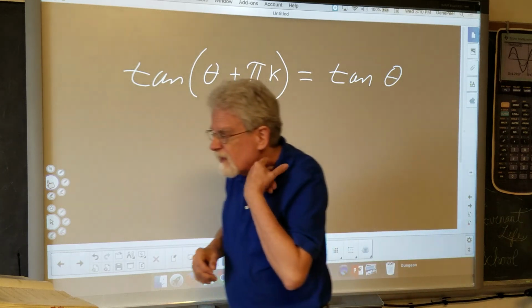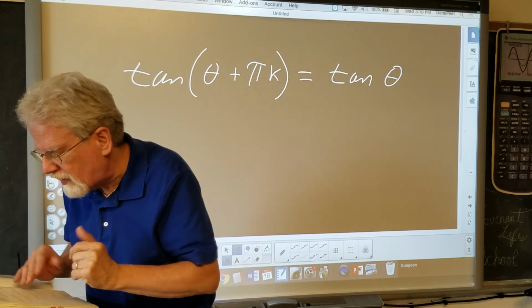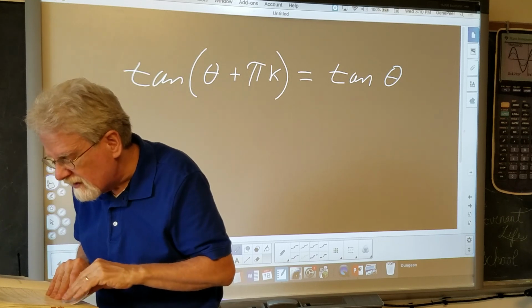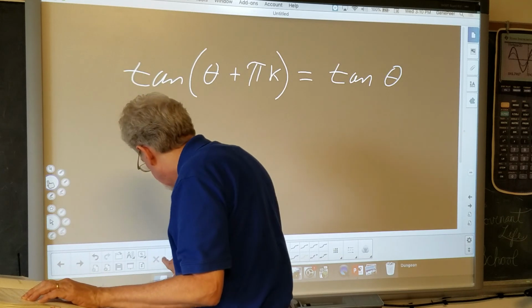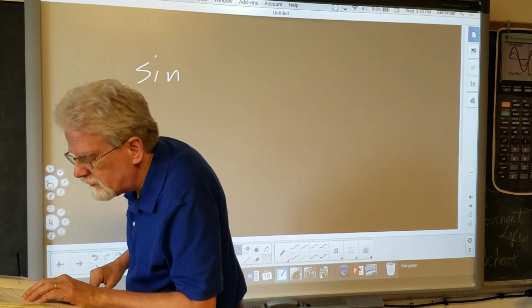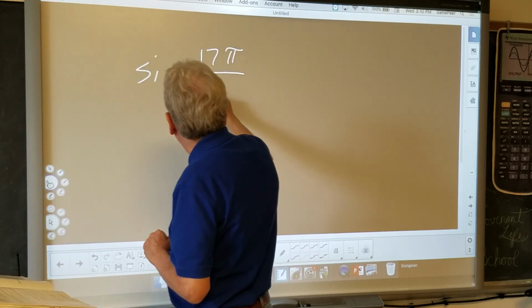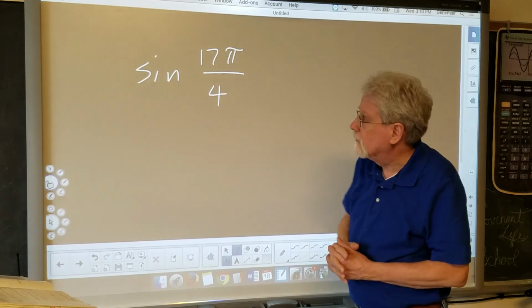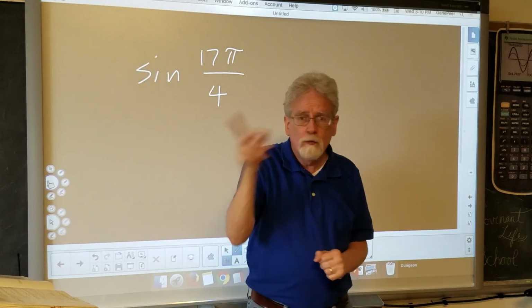All right, let's move on. That also applies, of course, to the reciprocals of all those. Same rules for the reciprocals. Now, how do we apply that? Let's find the sine of 17 pi over 4 without a calculator. No problem. We know the sine repeats itself every 2 pi.